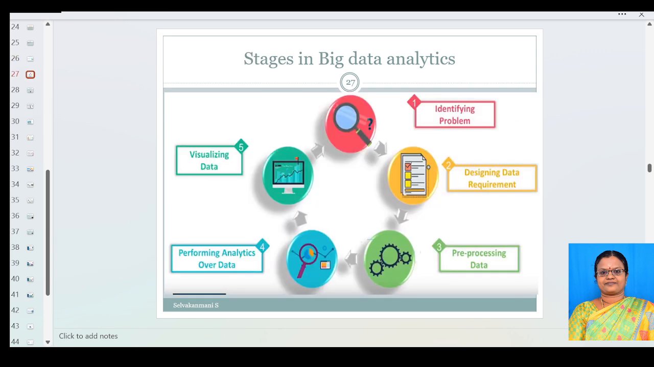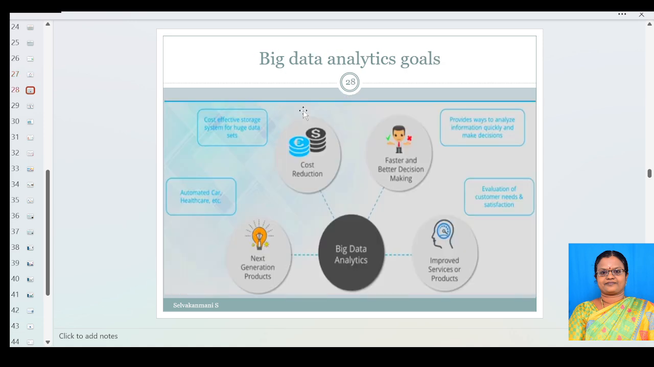What are the stages in big data analytics? The first part is identifying the problem, and then we have to design the requirements, or identify the requirements. Then we have to start the processing by doing pre-processing, like cleaning the data, finding the missing values and all, then performing some analytics over the information or the data. Then we have to get the visualization of the information, and finally we have to present it to the client side.